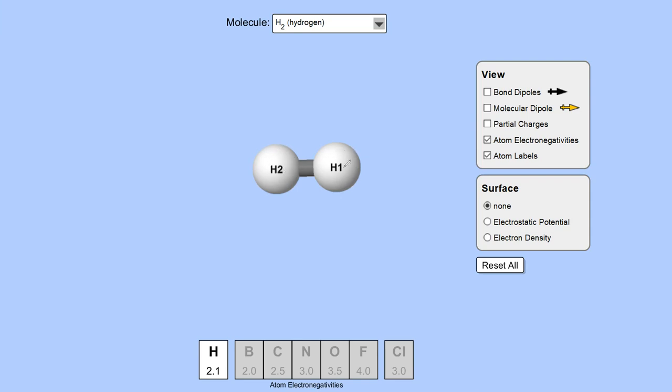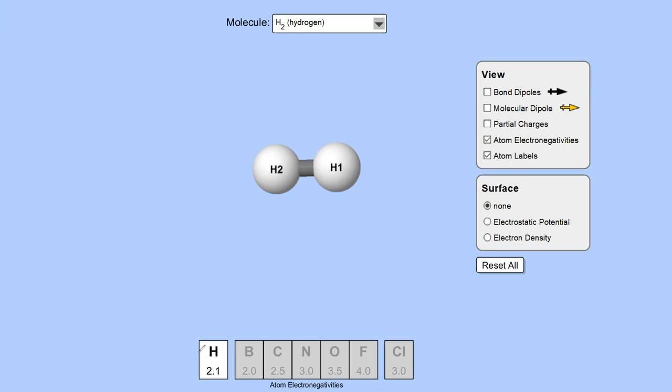These little 2's on here are just the way that the program is differentiating between this hydrogen atom and this hydrogen atom. It doesn't mean anything about electrons or anything like that. They're both identical. The program just wants you to know that there are 2 different hydrogen atoms here.